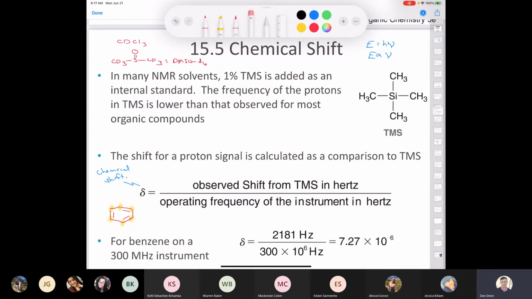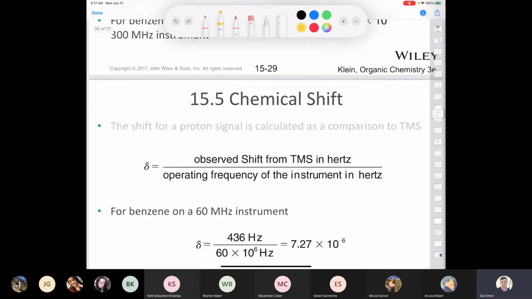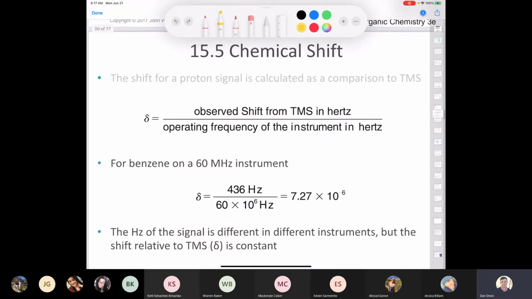Okay, well, that's all well and good if you have a 300 megahertz spectrometer. Keep in mind there's 10 to the power 6 hertz in 1 megahertz. Well, what would happen if you had that cheaper instrument, that less expensive 60 megahertz instrument, the one with the weaker magnet?